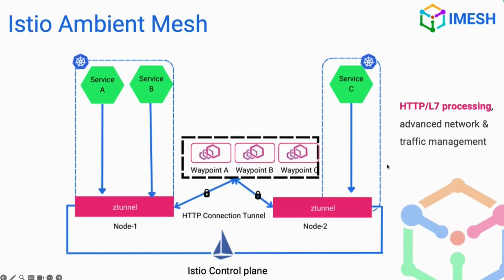So a brief introduction to ambient mesh: it's another mode for Istio. In the default Istio version, what happens in the application? One more container is injected by Istio, which is the Envoy proxy, or Istio proxy, we call it. So each and every application pod will have one more container. So ideally it will have two containers.